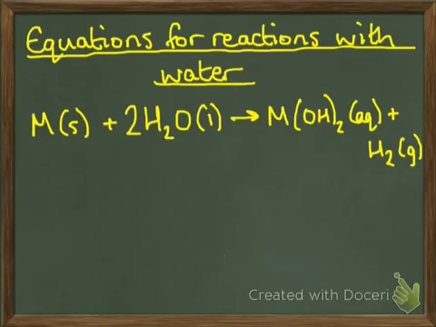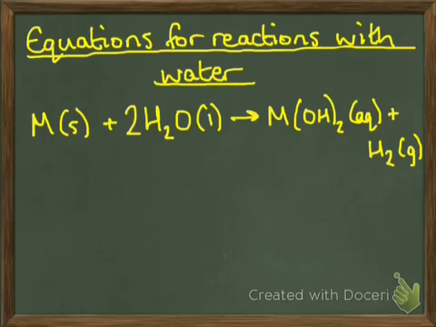In the general form of the equation for the reaction of the Group 2 metals with water, we can represent any Group 2 metal with the symbol M in this case. Now, as all of the Group 2 elements are solids at room temperature and pressure, we can give it the state symbol S. Now, it's reacting with water, which is H2O, and it's a liquid at room temperature and pressure, so we give it the state symbol L.